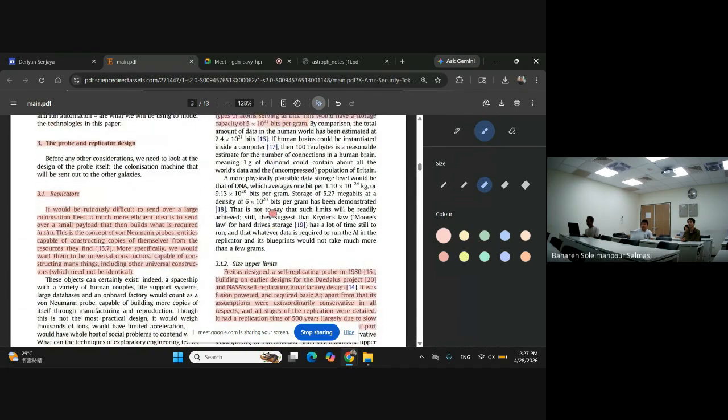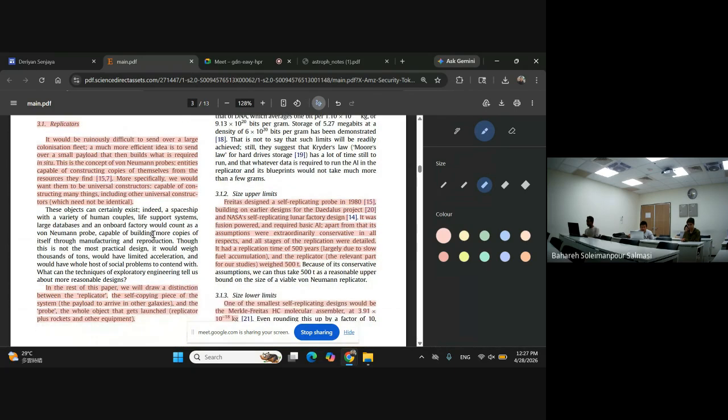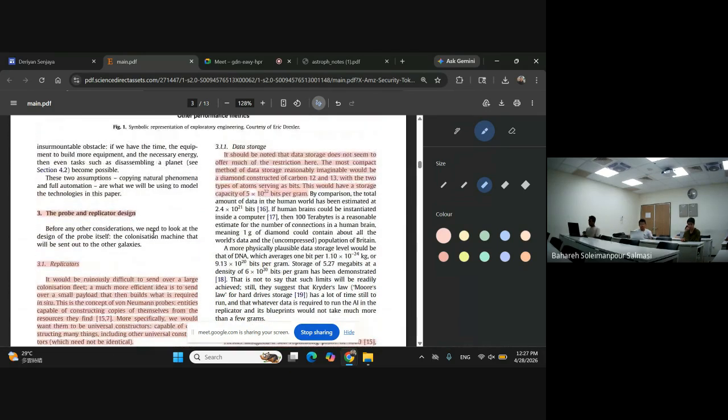And they discuss the probe and replicator design. So the replicator, or self-copying probe, is a system to drive a payload from one system to another system, something like that. So if you want to colonize other stars, it means that you have to move some equipment from the first colonized star to the uncolonized star. So you have to bring your equipment there.